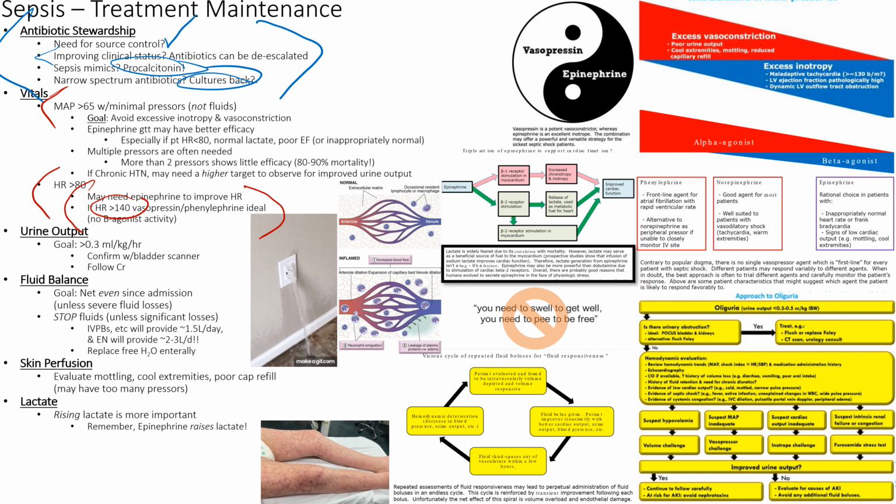So for ones like AFib RVR in the 160s, my first medication I'm going to reach for is not going to be the Levophed or the epinephrine, which could raise the heart rate. I'm going to reach for something that's not going to do that.